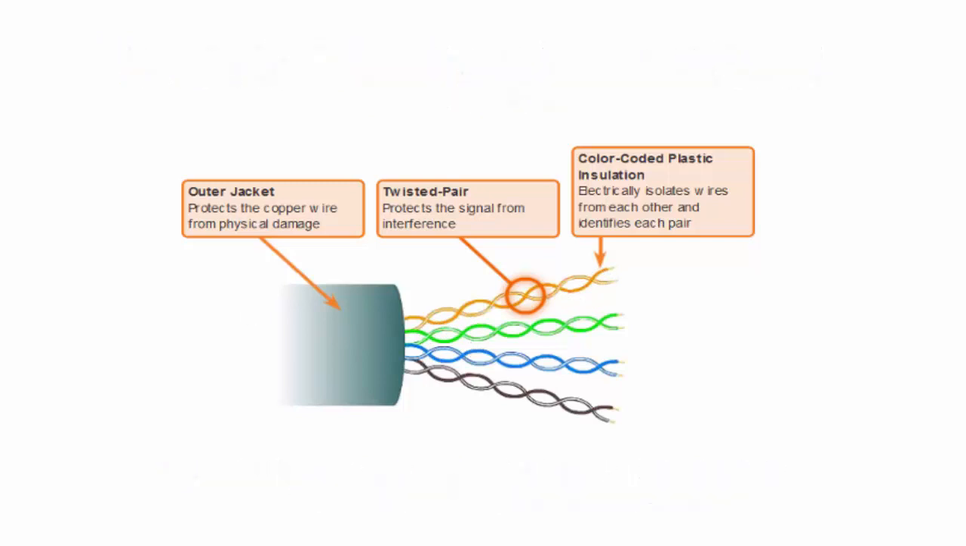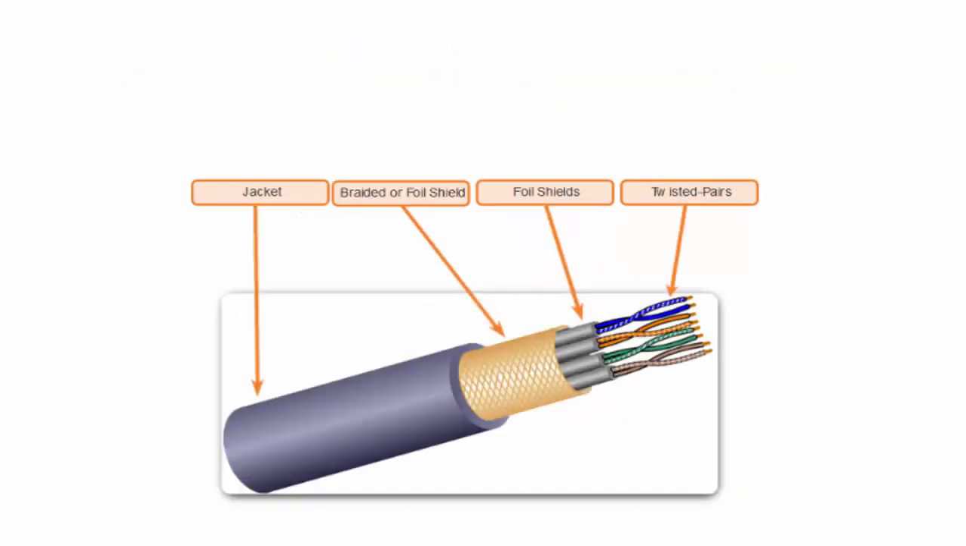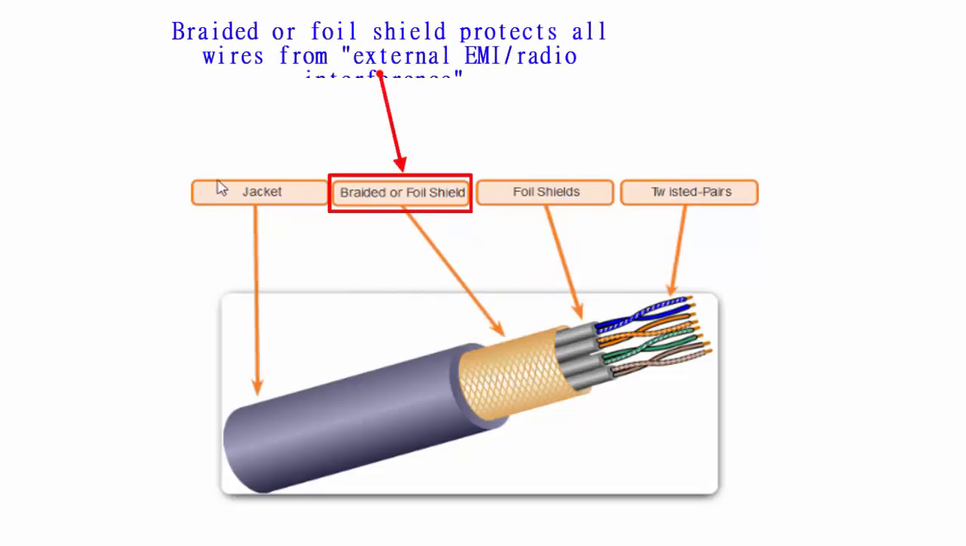These plastic insulators are colored to identify the cable and distinguish it from the other cables. The shielded twisted pair is distinguished, as we said, through the braided foil shield, which is used to eliminate the external interference, whether from electromagnetic or radio frequency signals. And then the other parts look exactly the same as UTP.